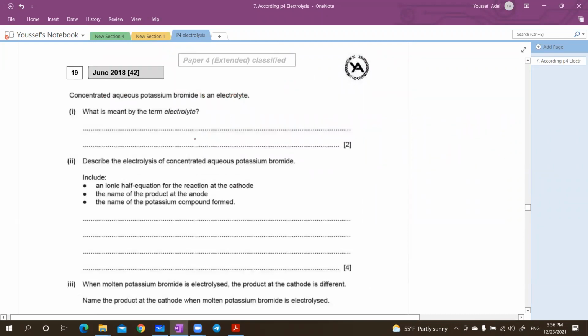The last question, what is meant by the electrolyte? Actually, the electrolyte is the liquid which undergoes electrolysis, and it must be ionic in the molten or aqueous state. So it is a molten or aqueous ionic compound that conducts electricity and undergoes electrolysis.